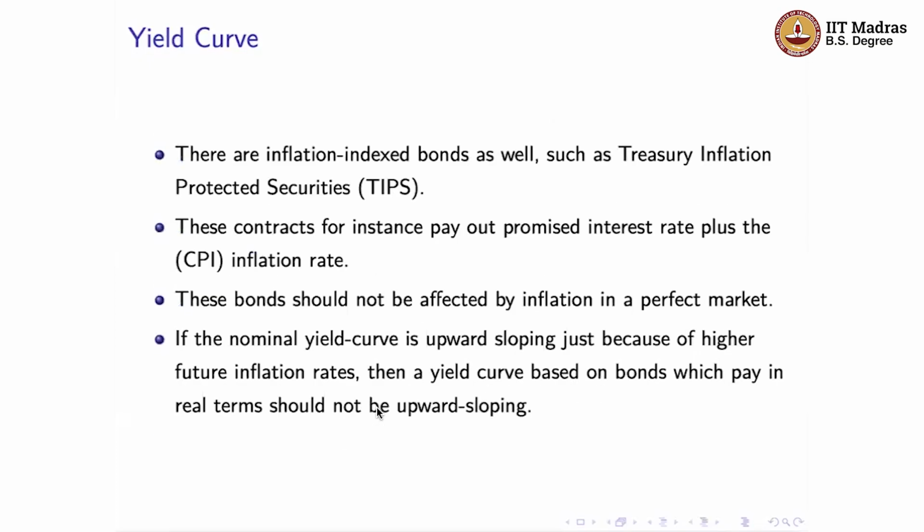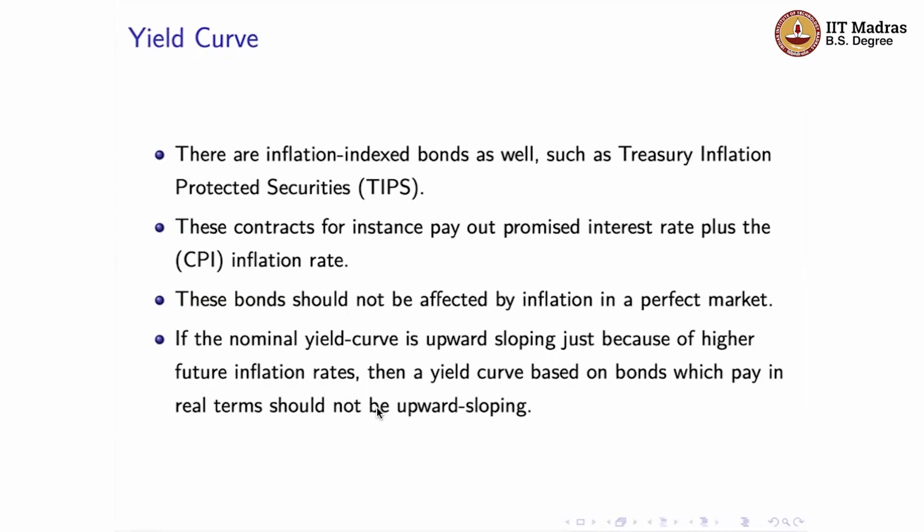Now, the interesting thing is that there are actually several inflation index bonds as well, right? So for example, in the US, you have the Treasury inflation protected securities, which are often abbreviated as TIPS. So these are bonds which pay some promised interest rate. Okay, that would be the nominal part that you have as usual, but they also adjust the payouts by the inflation rate as measured, for example, by the consumer price index that we have studied before, right? So if the payments are affected by the CPI as well, then these bonds should not be affected by inflation in our perfect market, right? Because these bonds are inflation protected.